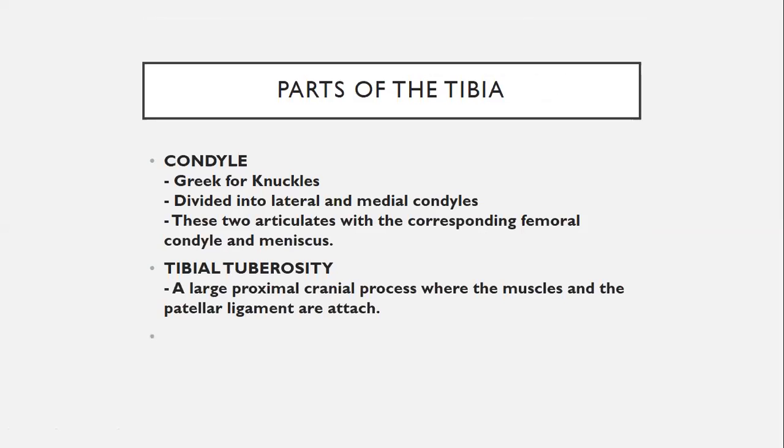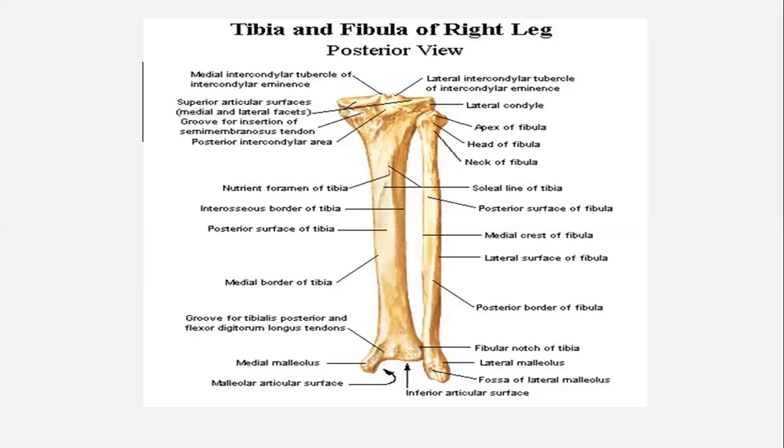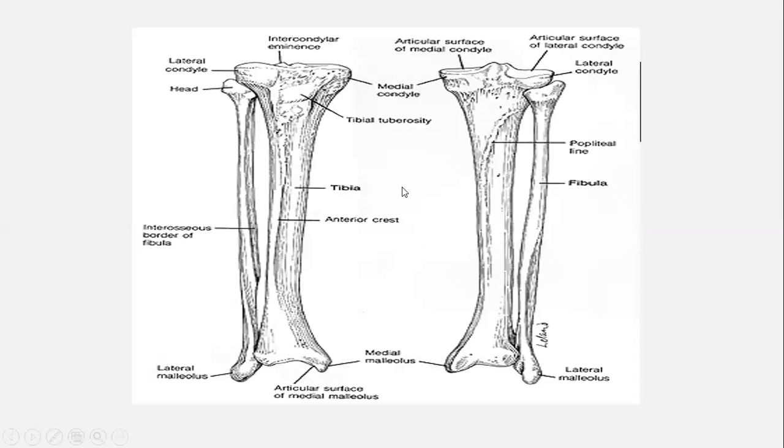So the tibia also has condyles, which also articulate with the corresponding femoral condyle and the meniscus or the menisci. We have the tibial tuberosity, a large proximal cranial process where the muscles and the patellar ligaments are attached. So this is actually a back view. Okay, this is the front view or the anterior view or the cranial view. So this is the tibial tuberosity.